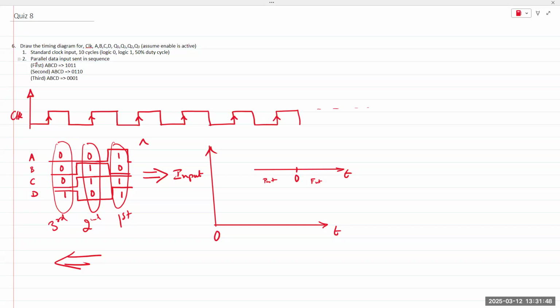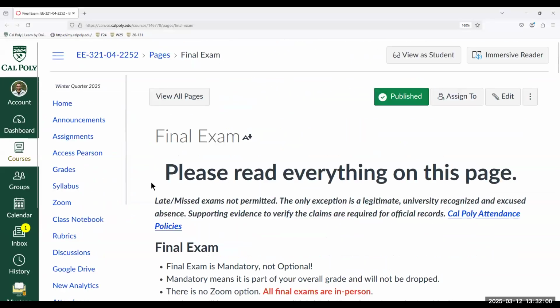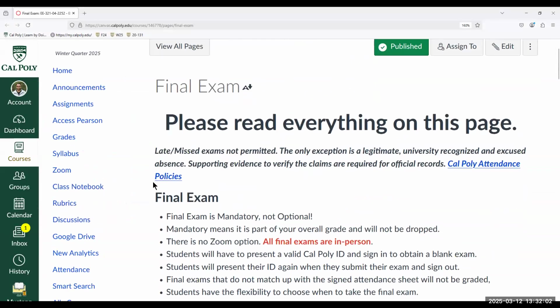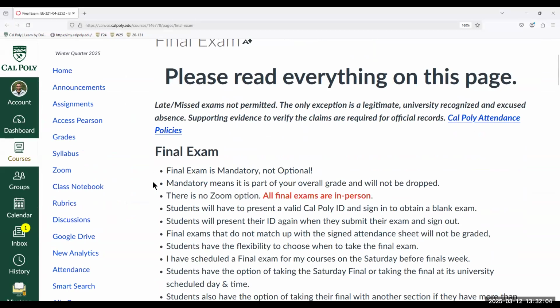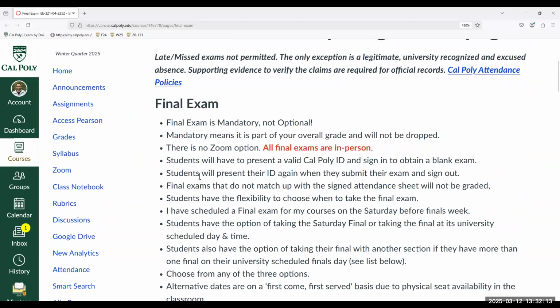All right, let's look at what's going to be on the final exam. So first of all, on the final exam page, this has been there on the Canvas site since the first day of class. Make sure you read everything on this page. Final exam is mandatory. It's not optional. It's worth 25% of your overall grade.